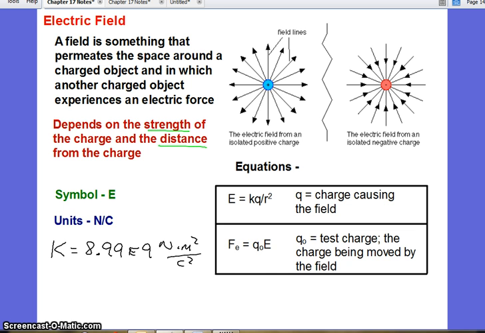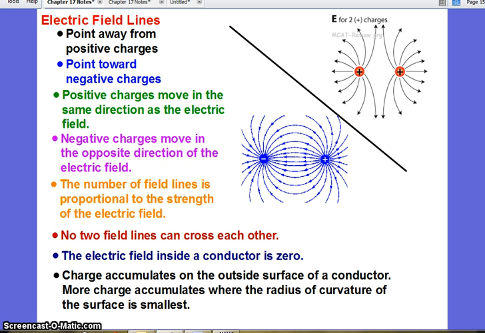Now when representing electric field, we can draw something called electric field lines. Electric field is a vector, so it has a direction, and the direction is that it points away from positive charges and points towards negative charges. So we have the depiction over here, a positive charge with the electric field pointing away, and here we have a negative charge and a positive, and we can see it points away from the positive towards the negative.